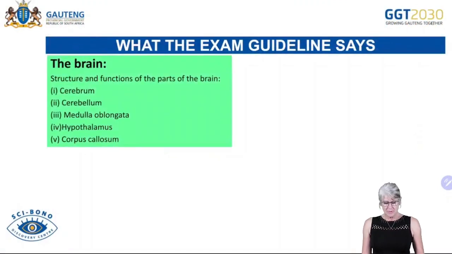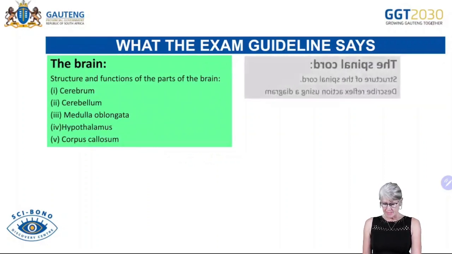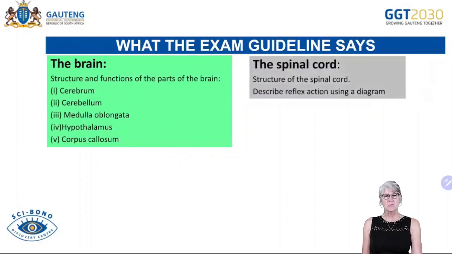Right, so for the nervous system, we need to know the brain. We need to know the structure and functions of the following parts. So you need to go through those and just know basic where they are and a very basic function. The next thing we need to know is the spinal cord. And remember, the brain and the spinal cord together make the central nervous system. So we have a look at the structure of the spinal cord.